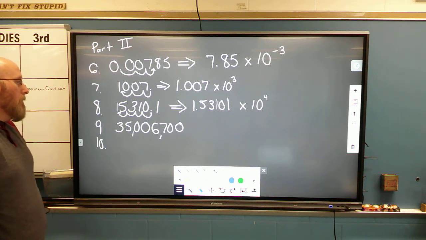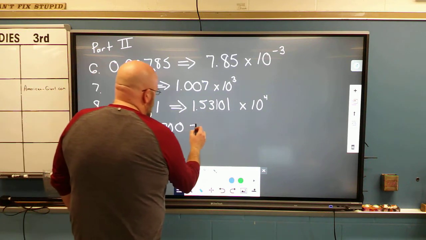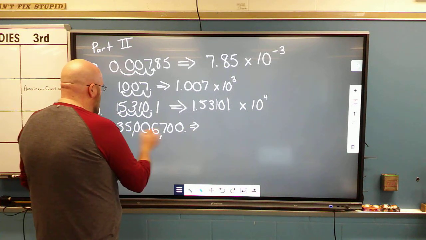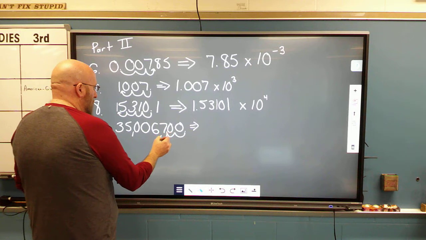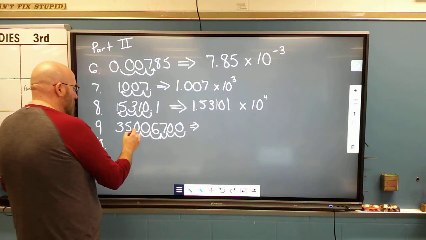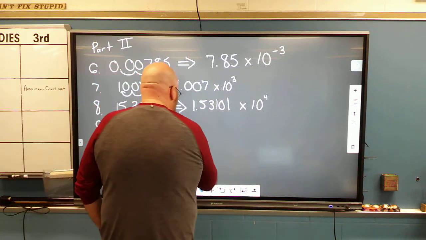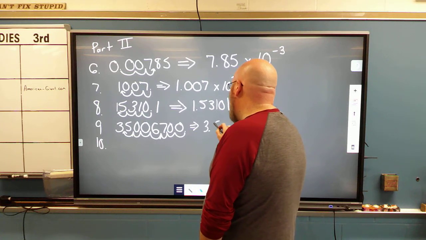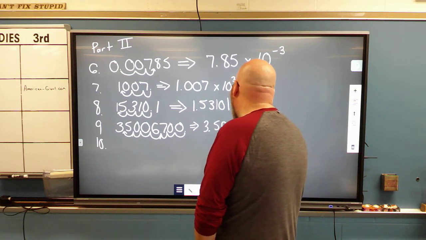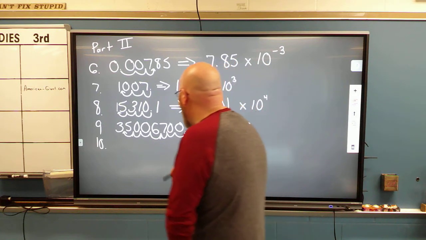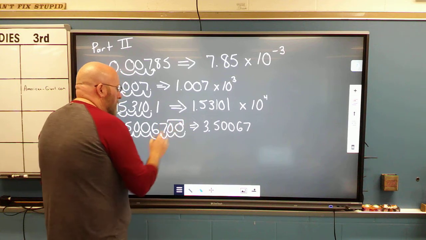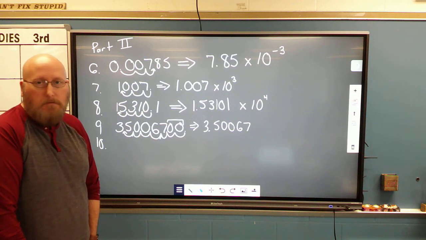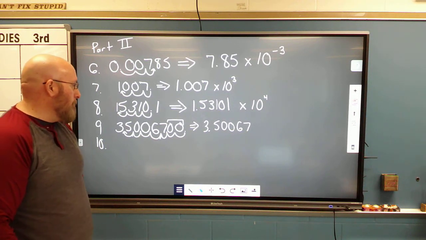35,006,700. Well, the first thing we have to do again, there is no decimal. So we have to put the decimal. And we're going to move it however many places that we need to. 1, 2, 3, 4, 5, 6, 7. Okay? 7 places. So we're going to write the number 3.50067. Now, why did I write these last 2 zeros here? Well, they're trailing, aren't they? Was there a decimal there in the beginning? No, there wasn't. So they're not significant, so I don't have to put them.